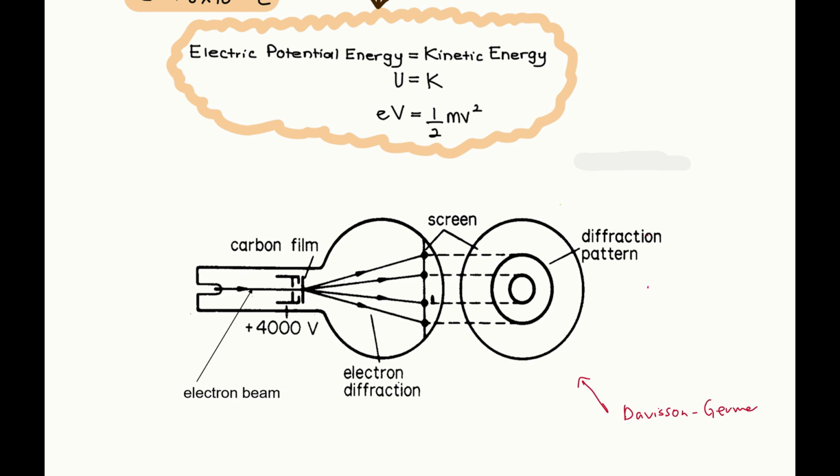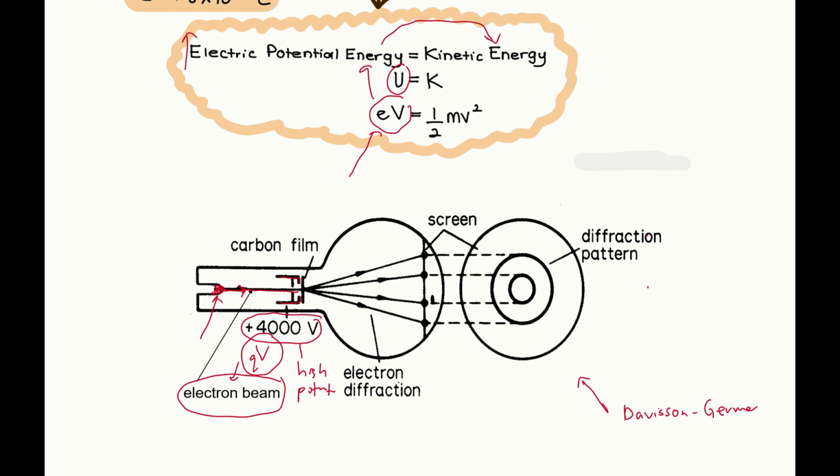For this experiment, we have the electron beam from the heated filament. The electron is emitted from the heated filament, and it will move between these two plates, and in between these two plates there is a very high potential. So when the electron has a charge e times the high potential V, eV is equal to the electric potential energy. When the potential is high, it will have high electric potential energy, and this electric potential energy will convert to kinetic energy.